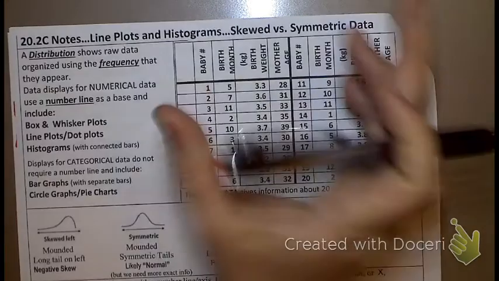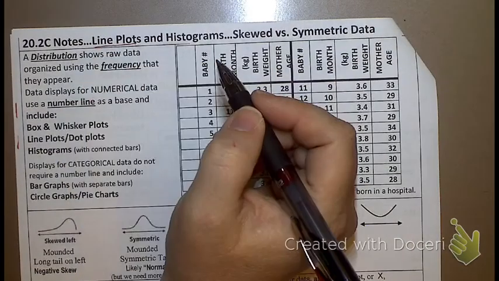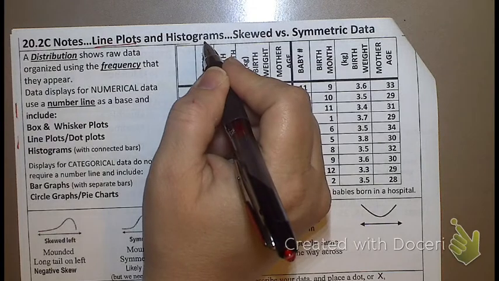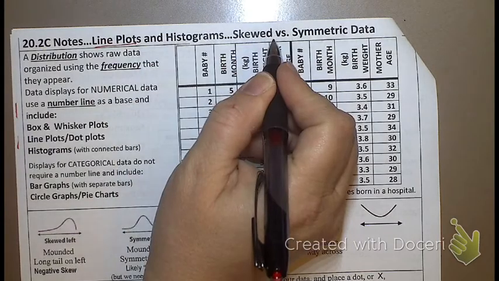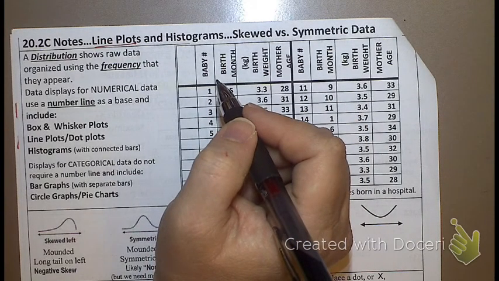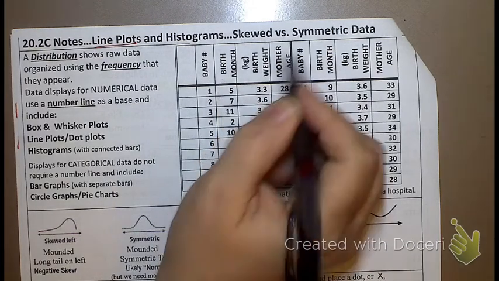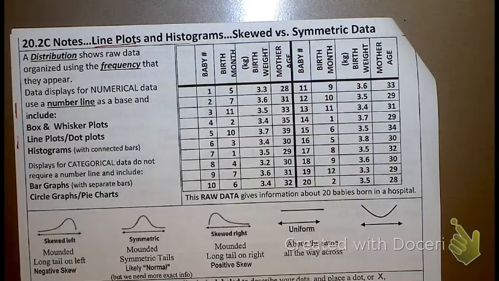All right? So we are going to make a line plot, also known as a dot plot, as well as a histogram. And then we're also going to talk about this thing of skewed versus symmetric. What does the word skew mean? Tilted, off, lopsided, okay? Versus symmetric data, which is symmetrical. It's even on both sides, right?